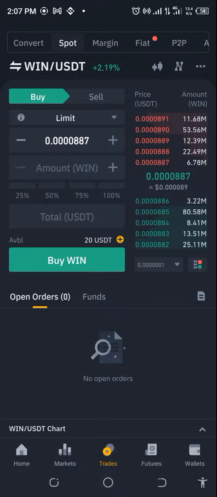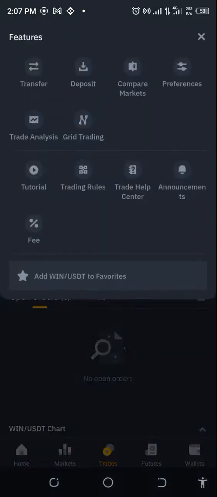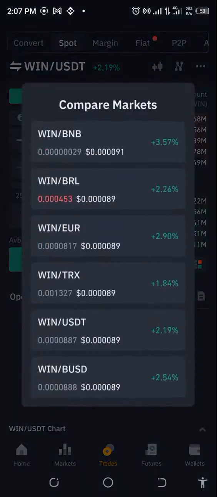Today, we're on another episode of Triangular Arbitrage. Yes, on Binance. You guessed that right. All right, so today, what do we have here? We have WIN USDT. So let's go over quickly to the compare markets and see what we have.